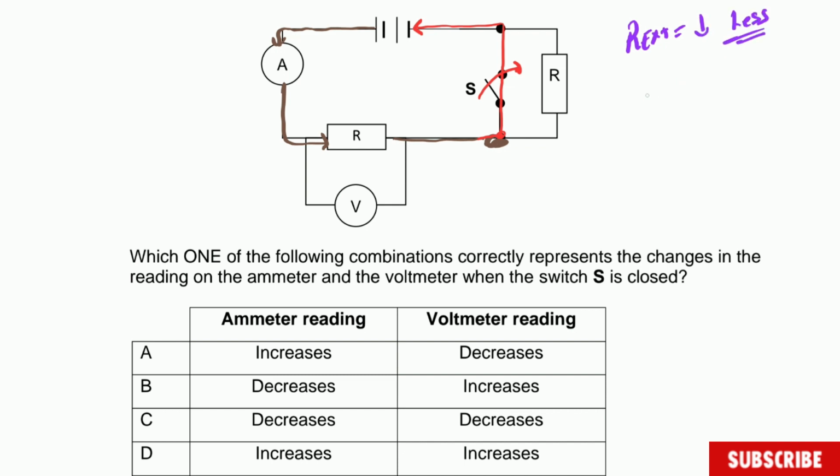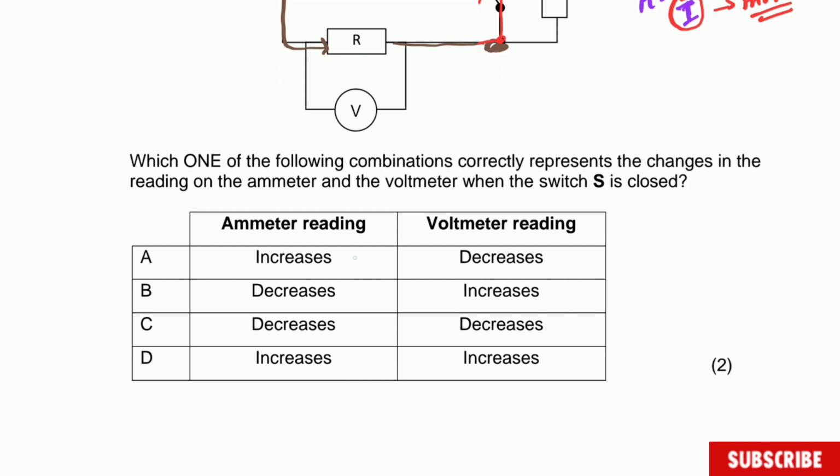Alright, if we go to Ohm's law, in which resistance is equal to potential difference divided by current, what is going to happen? Let's speak first about the current. Well, because the total resistance is less, then the current is going to be more. The current is going to increase. So if we come here, the options are either A or D. Those are the two options we have.